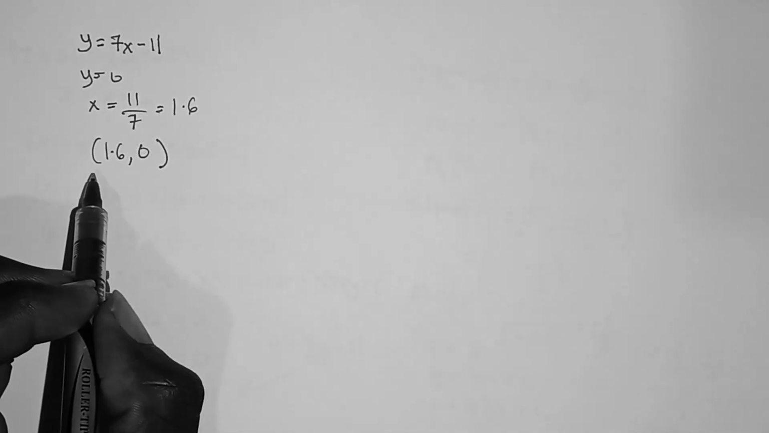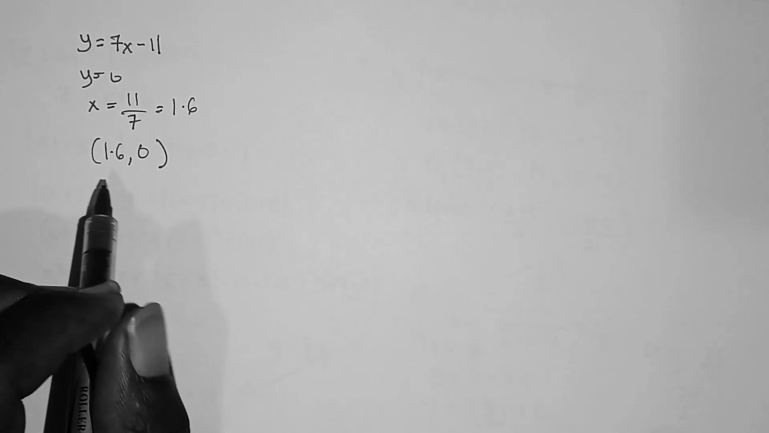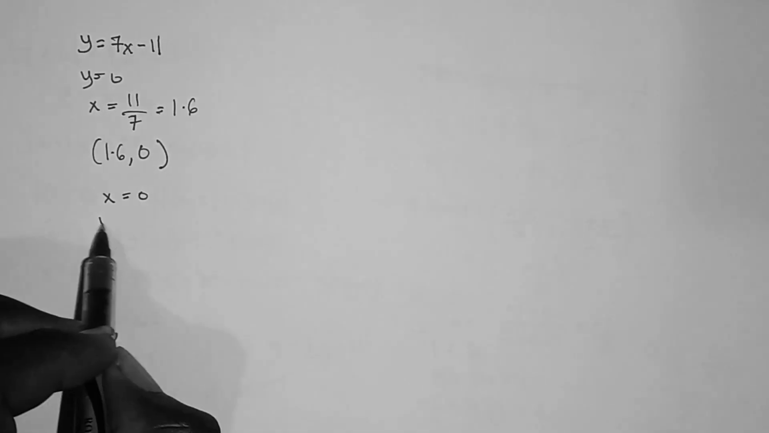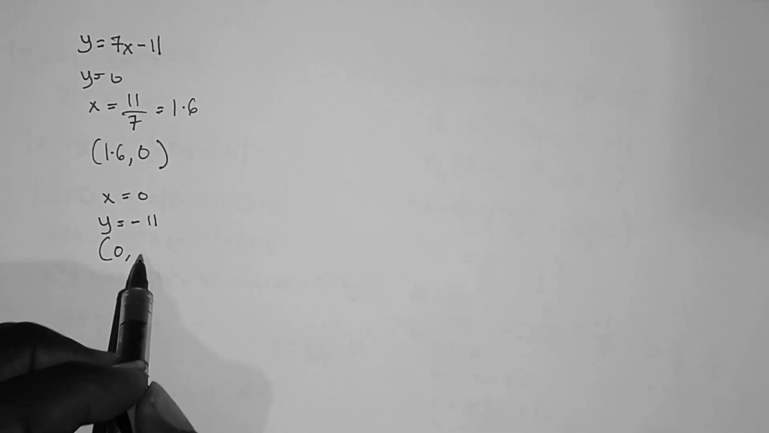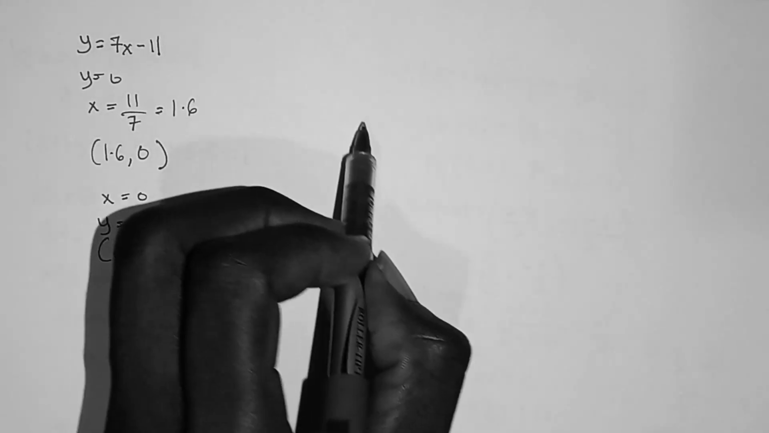Then the second thing is to find the y-intercept. For the y-intercept, x is equal to 0, so y is equal to -11. So we have the point (0, -11). Having gotten this point, let's sketch.